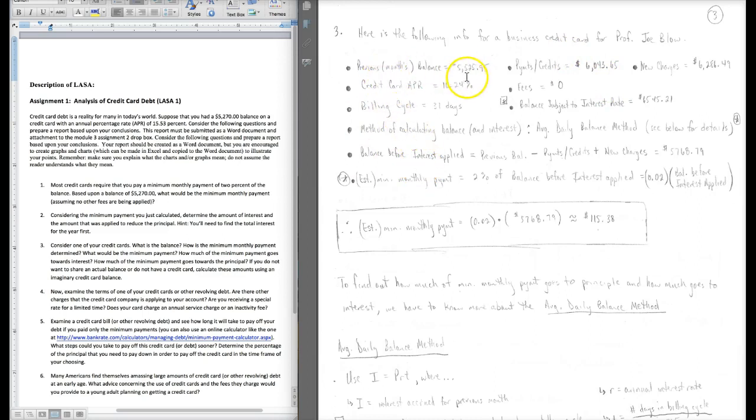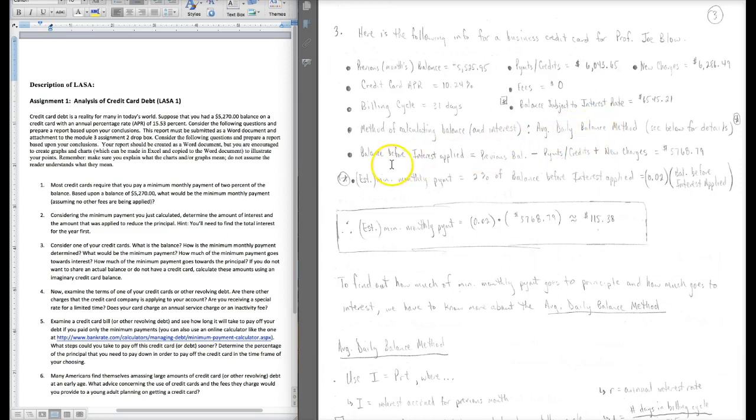So your previous month's balance was $5,525.95. The interest rate for this was 10.24. The billing cycle is 31 days, and that's important to know. The method of calculating balance and interest is the average daily balance method. And I'm stating this because this is actually stated on your credit card statement. So they have to tell you how they're calculating the interest here.